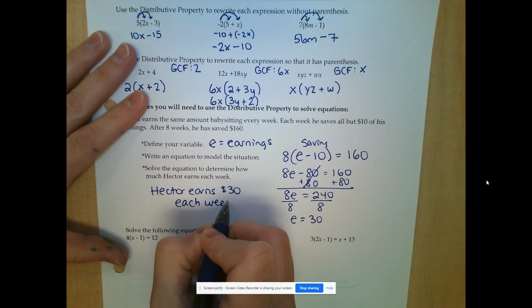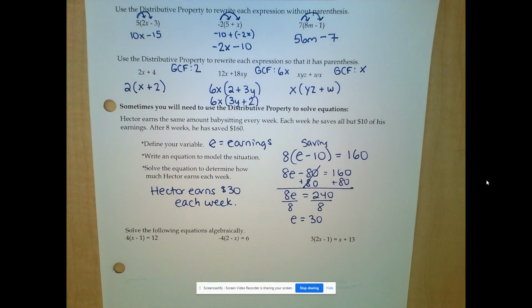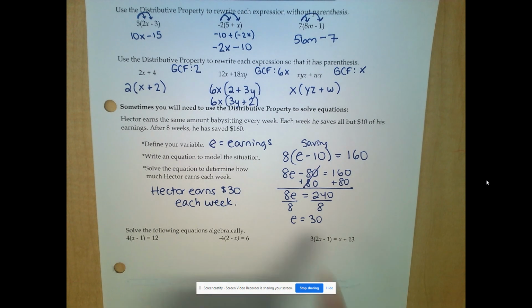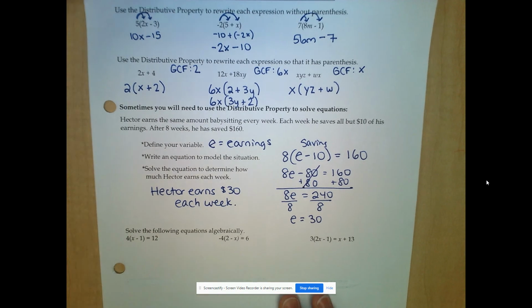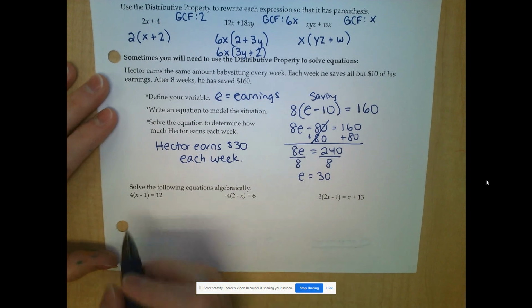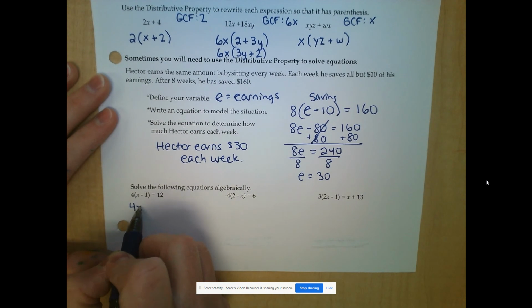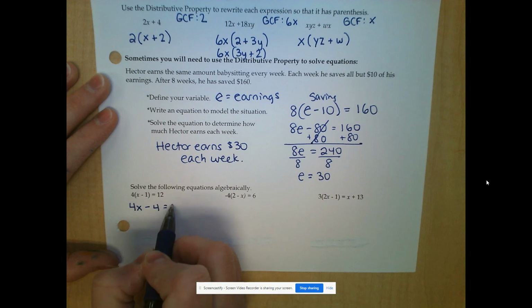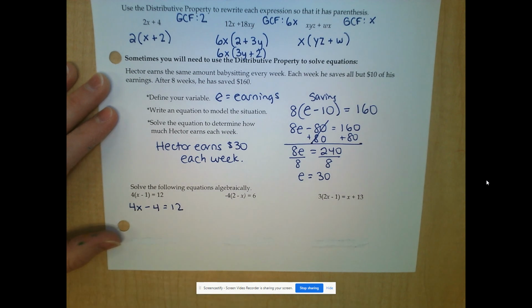Again, it was a word problem, so our answer has to have words. You can't just stop here at E equals 30 and be done. Solve the following equations algebraically. Can do. So what I'm going to do is use the distributive property first. 4 times x minus 4 times 1 equals the 12. The 4 only gets distributed on its side of the equal sign because you are simplifying the left side.